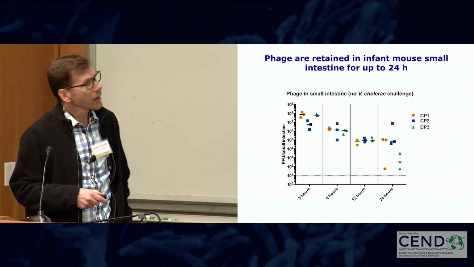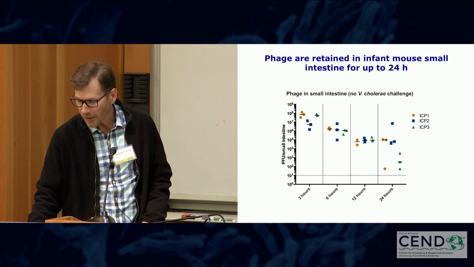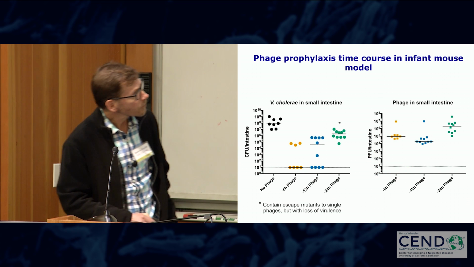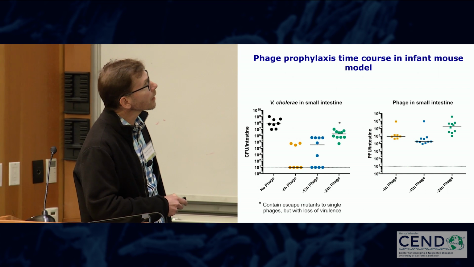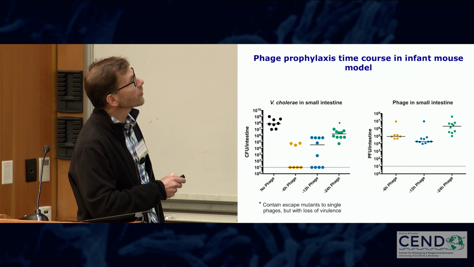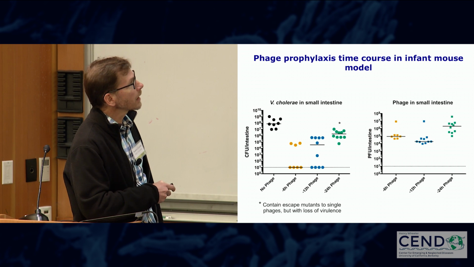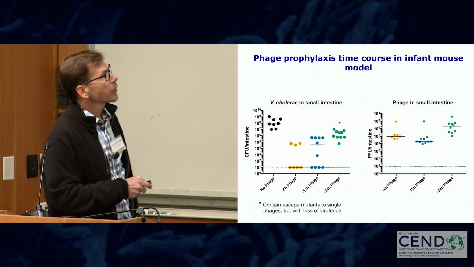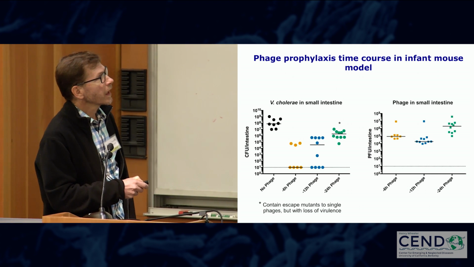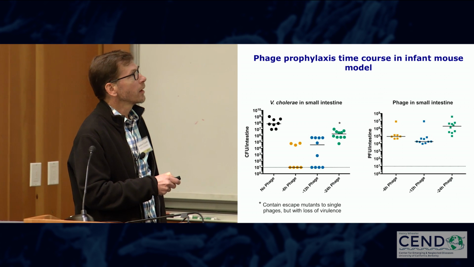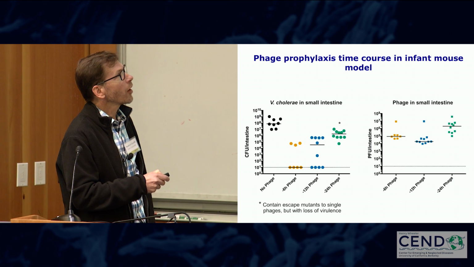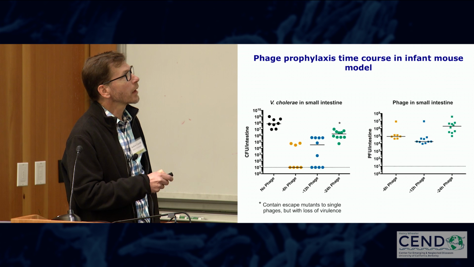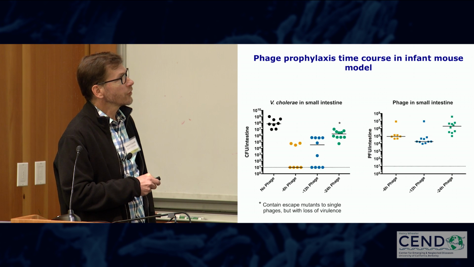So we're now going to test prophylaxis out to 24 hours. This again is the infant mouse model. If we don't give any phage, all of the mice are colonized at a high level. And at 6 and 12 hours, we see this bimodal protection where many of the animals clear the infection, but some of the animals are colonized, albeit several orders of magnitude lower than when you don't give phage.